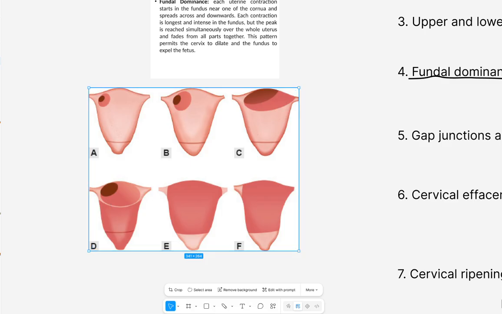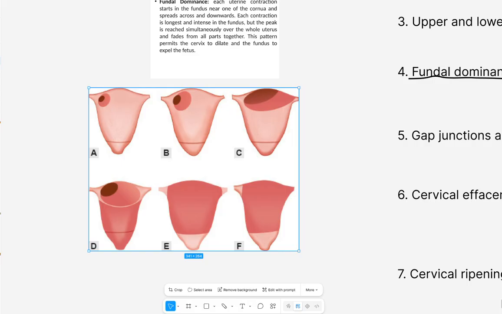There must also be functional coordination between the upper and lower segments. The upper segment contracts, the lower segment relaxes and stretches. This coordinated relationship is called uterine polarity. So, what is uterine polarity? Uterine polarity is that the upper segment is contracting and the lower segment is relaxing and stretching, right?